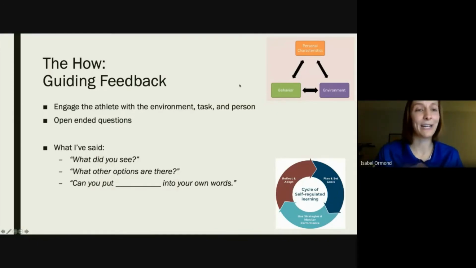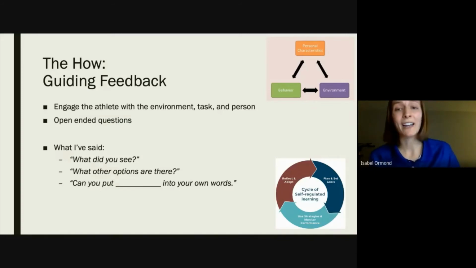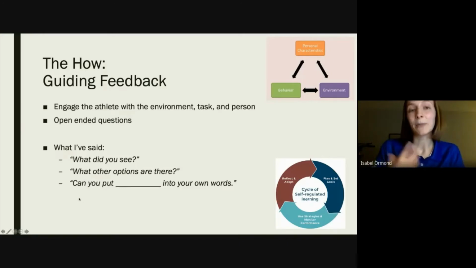So some things I might ask them is something like, what did you see? What were you looking at? What other options were there? When giving feedback about cues, you could say, can you put whatever the feedback was into your own words? So if I said, when the defense is denying, you should cut back door, asking them to rephrase that and kind of make sense of it within their own understanding.